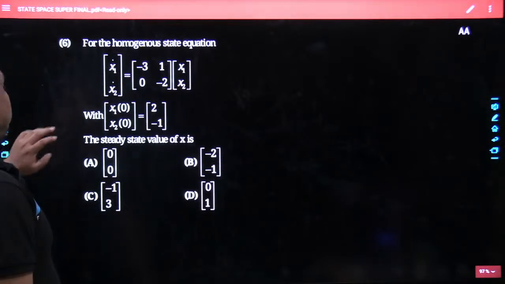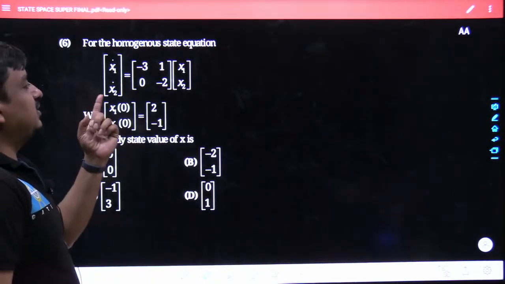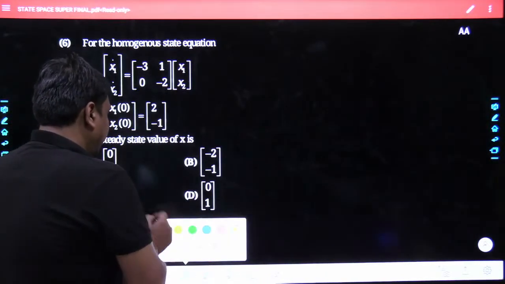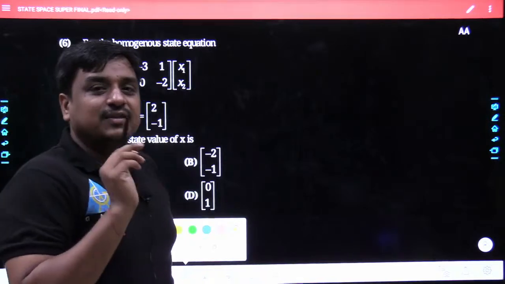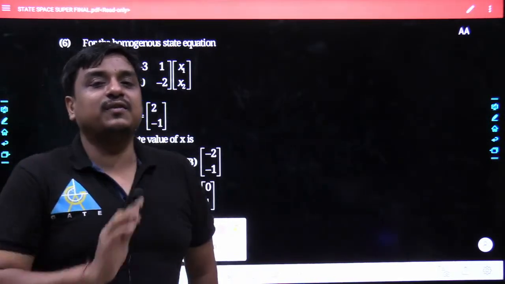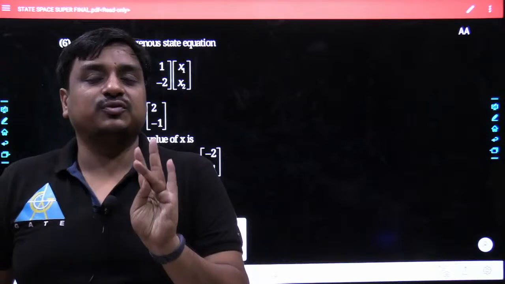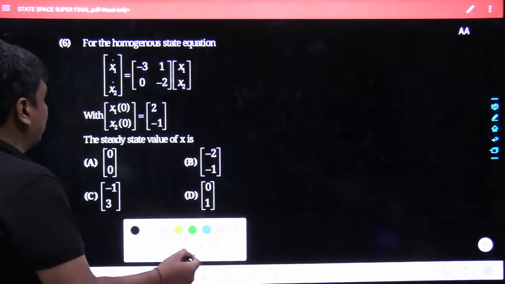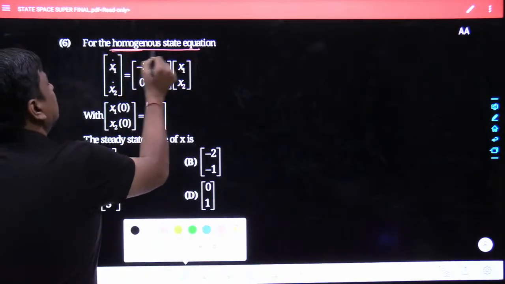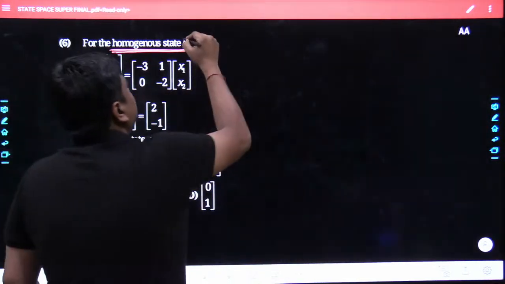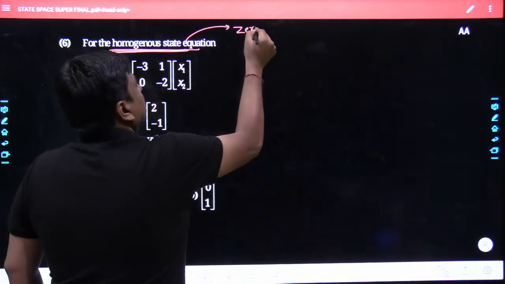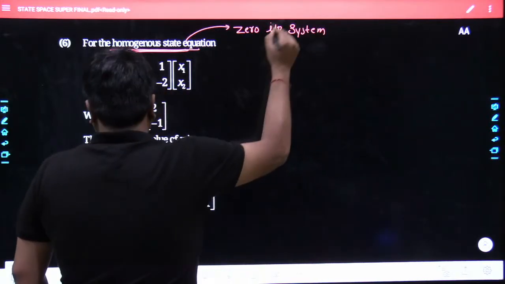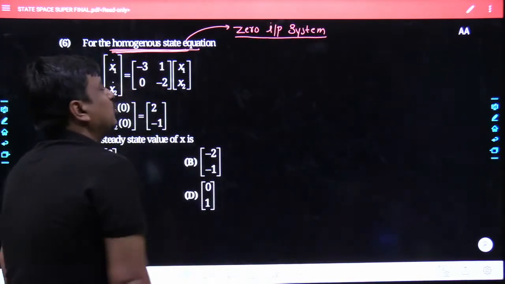Here comes the sixth question. For the homogeneous state equation, what does it mean by the homogeneous state equation? If you recall what we studied in the form of linear differential equations, I have taken two different forms of the linear differential equation, homogeneous form and non-homogeneous form. In the case of a homogeneous linear differential equation, the input has been forced to 0. So whenever you have this terminology, the homogeneous system, it means it is a type of zero input system. Yes, this part must be clear to all of us. There should not be any doubt as such.